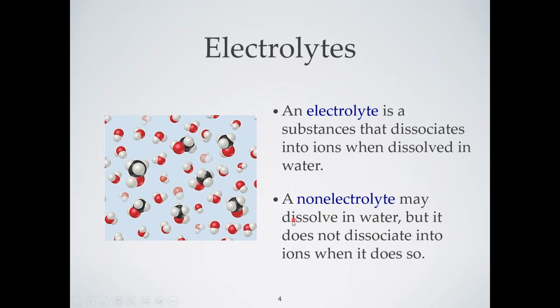And if it just stays as the intact molecule, so something like sugar isn't actually going to get broken apart into carbon and hydrogen and oxygen ions, it's just going to stay as that sugar molecule. So that would be an example of a non-electrolyte, just because it's not going to get broken apart into those ions. It's not going to dissociate.